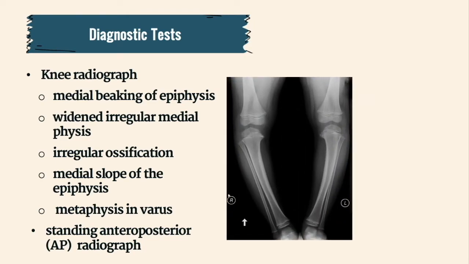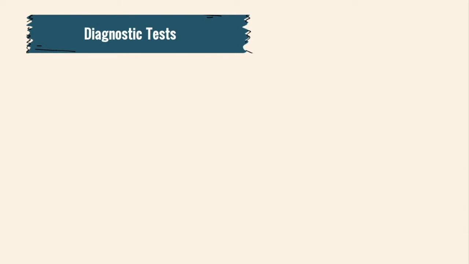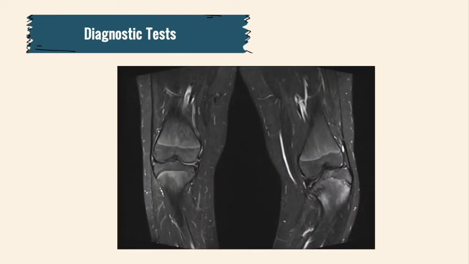A standing anterior-posterior radiograph is taken with the patella facing forward for full assessment of the coronal plane deformity of the limb. Measurements taken on radiographs include the metaphyseal and epiphyseal angle, the metaphyseal and diaphyseal angle of the proximal tibia, and the tibio-femoral angle. MRI has also been used to assess tibial and extratibial abnormalities in children with infantile Blount disease.